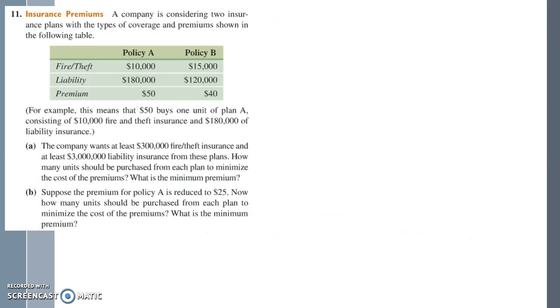An insurance company is considering 2 insurance plans with the types of coverage and premiums shown in the table. We have 2 policies with fire and theft liability and then their premium. The company wants at least $300,000 in fire theft insurance and at least $3 million in liability insurance from these plans. How many units should be purchased from each plan to minimize the cost of the premiums? And what is the minimum premium?